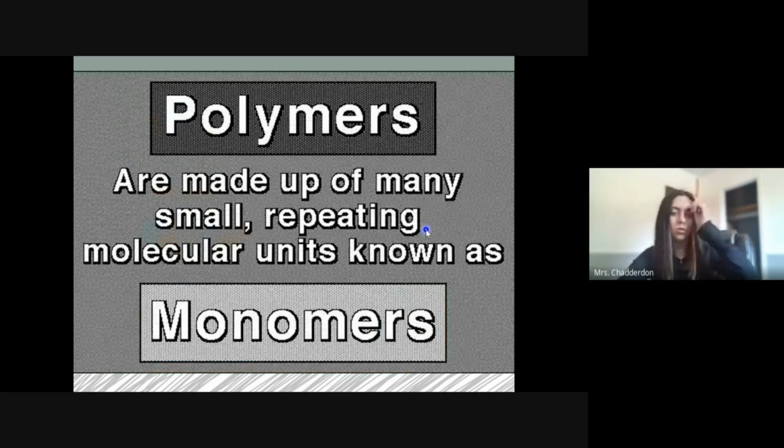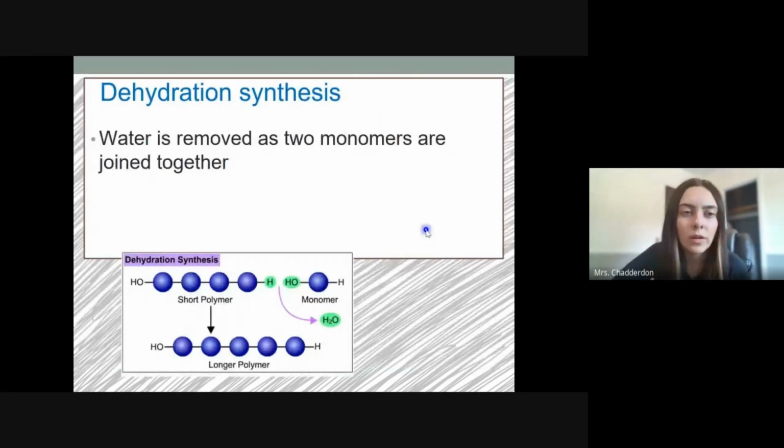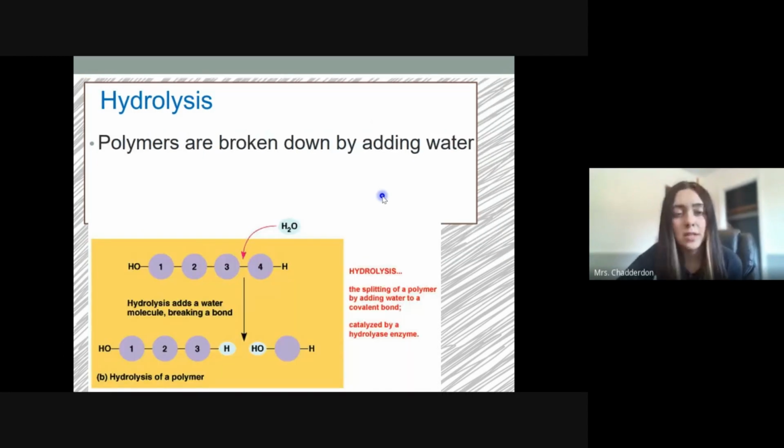Now, a couple quick equations here. Dehydration synthesis is when water is removed as 2 monomers are joined together. So if we take water away from these molecules, you can see H2O, that's water. It joins them together and it makes a larger polymer. Dehydration, taking away water. Then we also have hydrolysis. It's the opposite. So if we add water to a large molecule, it's actually going to break down that polymer.